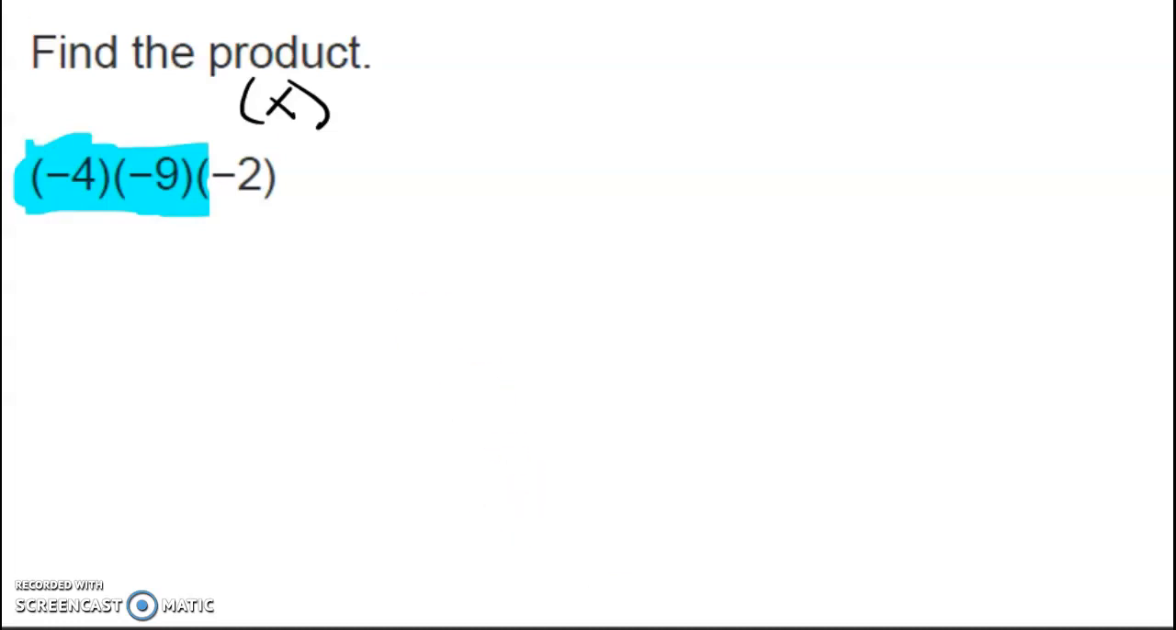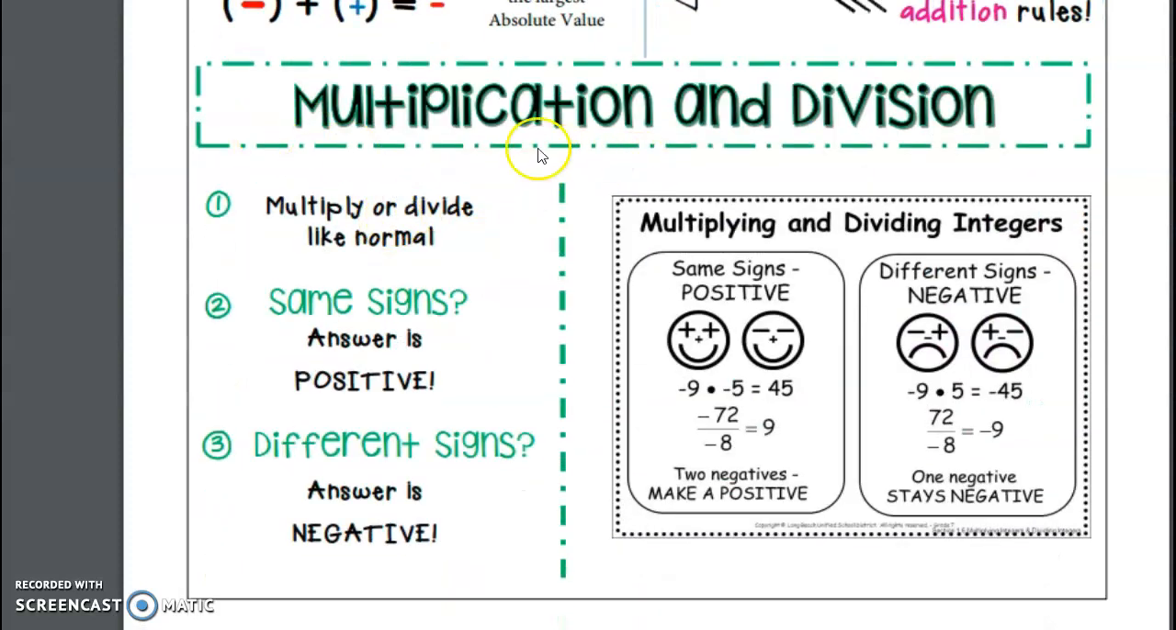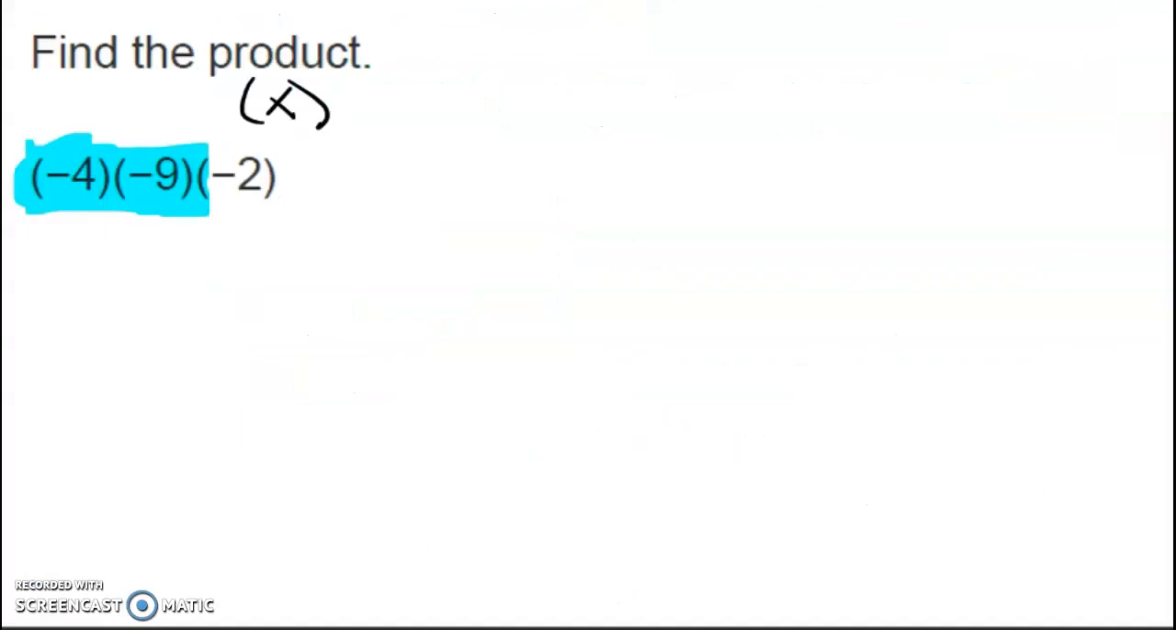According to our document, when we are dealing with multiplication and division, one, multiply or divide like normal, and then determine, do they have the same signs or different signs? In this case, we're going to multiply like normal, and they do have the same signs, so my answer will be positive. So 4 times 9 is 36. Again, I know it's positive because my signs are the same. All I'm going to do is bring down this times -2. So now we have 36 times -2.